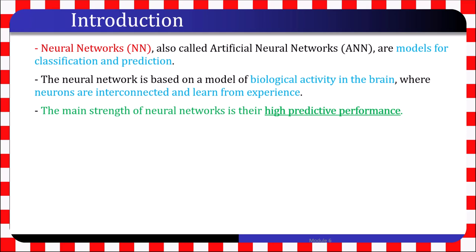Neural networks, also called artificial neural networks, are models for classification and prediction. The neural network is based on a model of biological activity in the brain, where neurons are interconnected and learn from experience. So neural networks mimic the way humans learn. The learning and memory process of neural networks resembles the properties of human learning and memory. And the main strength of neural networks is their high predictive performance.